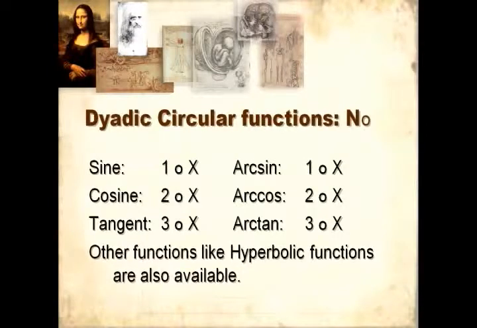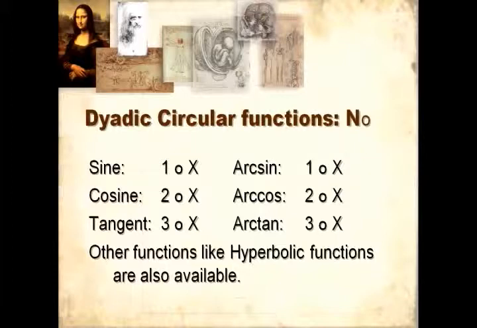Now, dyadic circular functions. These are all trig functions. You can get them all in APL. You use the same symbol as pi, except that you give it a left argument. Again, this is a scalar function, meaning that each of the numbers in the left argument applies to each of the numbers in the right argument.